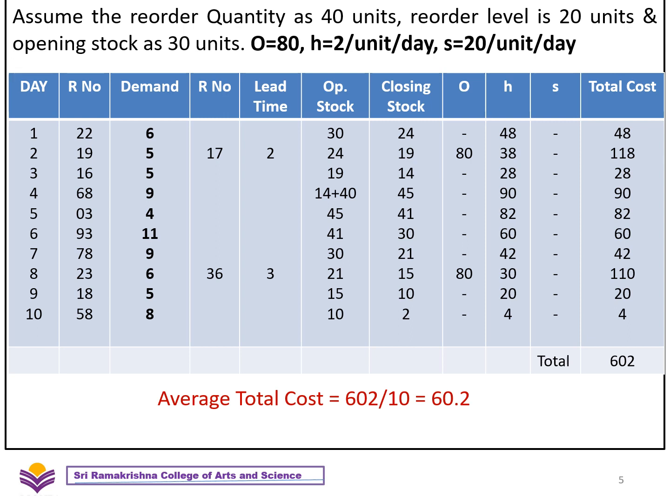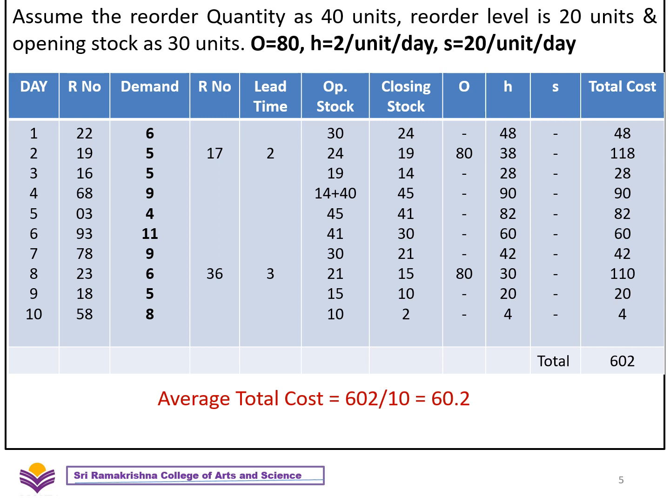Then reorder level is 20 units. What do you mean by the reorder level? The level at which you are going to place the next order. When the inventory level reaches 20 or below 20, then you are going to place an order for 40 units. Then the opening stock we have assumed here as 30 units. And from the problem we see ordering cost as 80, holding cost is rupees 2 per unit per day, and shortage cost is rupees 20 per unit per day.